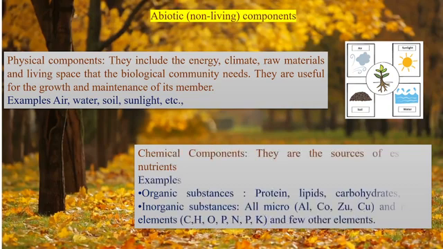And the second one, chemical components. They are the sources of essential nutrients. For example, organic substances and inorganic substances. Proteins, lipids, carbohydrates come under the category of organic substances. All micro and macro elements and a few other elements come under the category of inorganic substances.